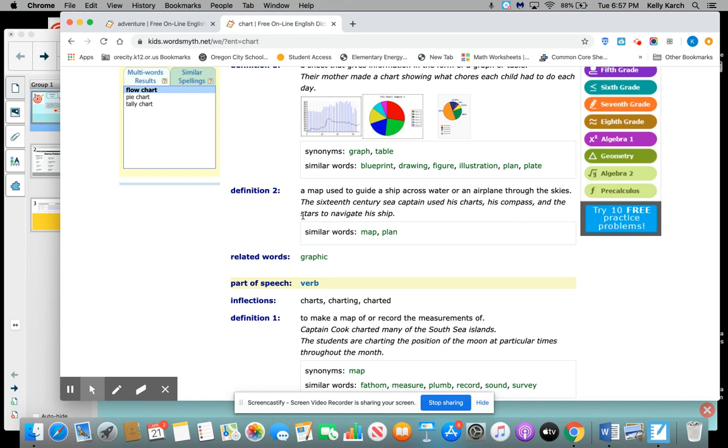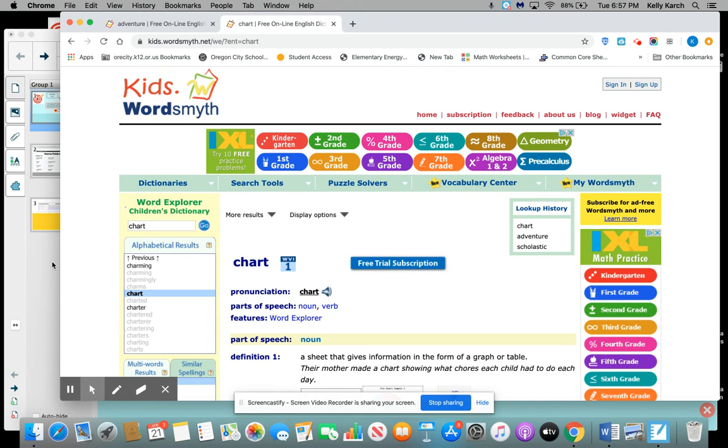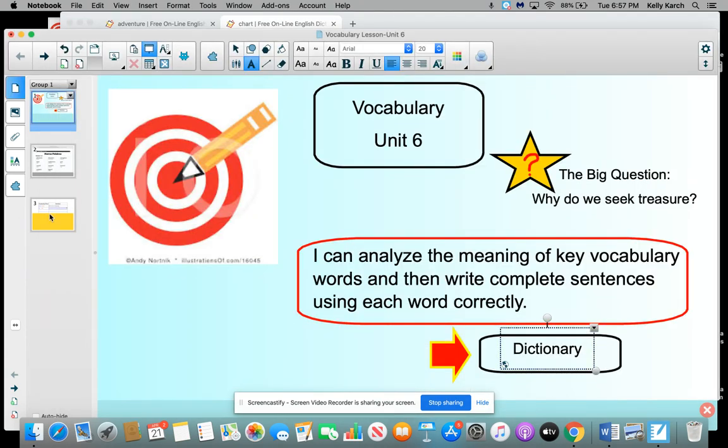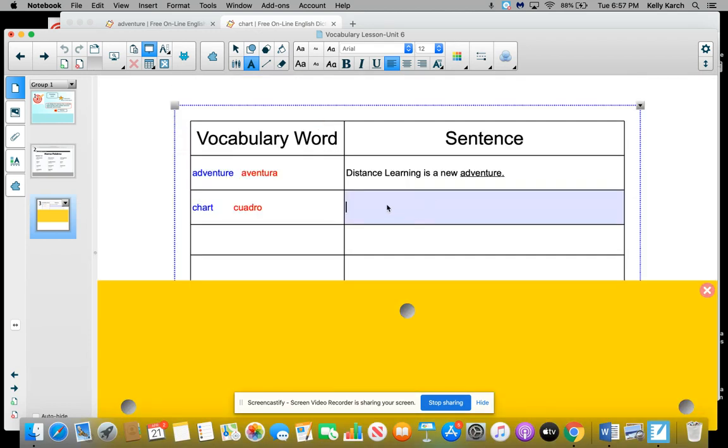Let's take a look at definition 2. A map used to guide a ship across water or an airplane through the skies. Now, I can tell from the context of our social studies learning that the definition that we want to focus on is that it's a map. So I'm going to just say a chart is a map or sheet with information. And I think that kind of covers the definition.